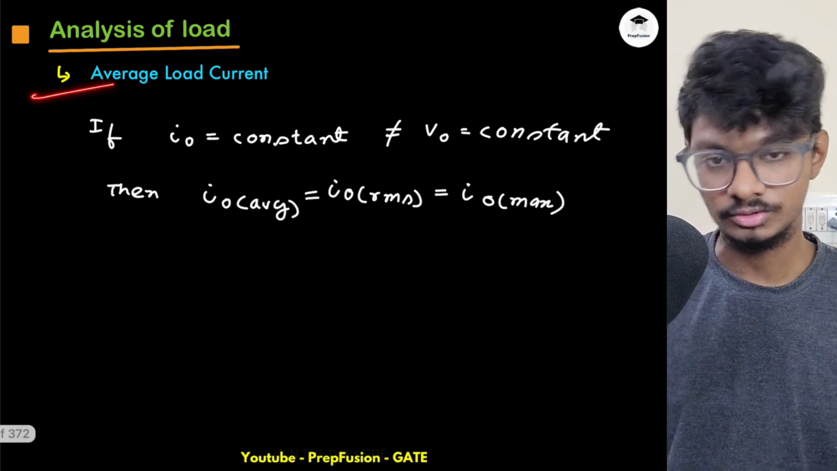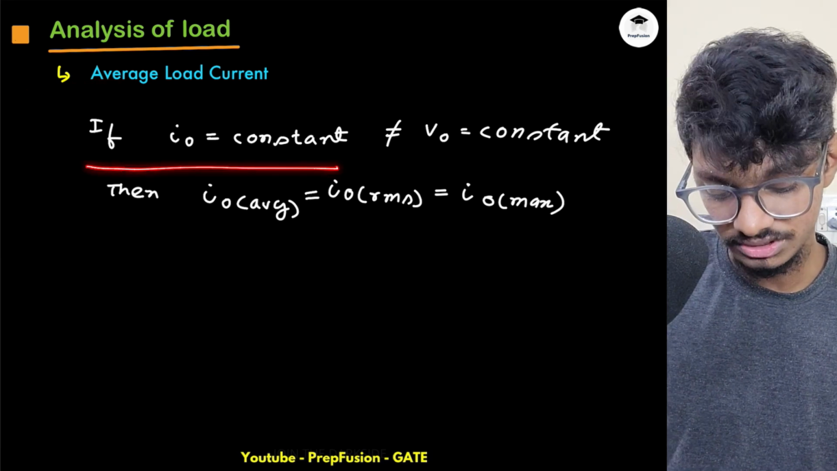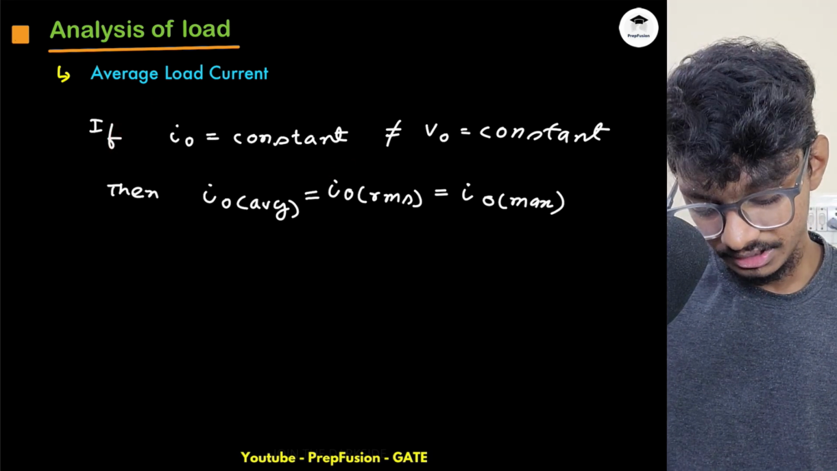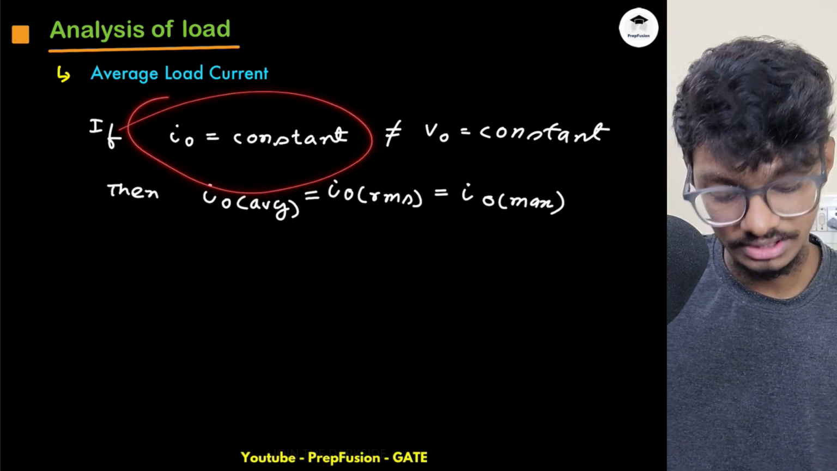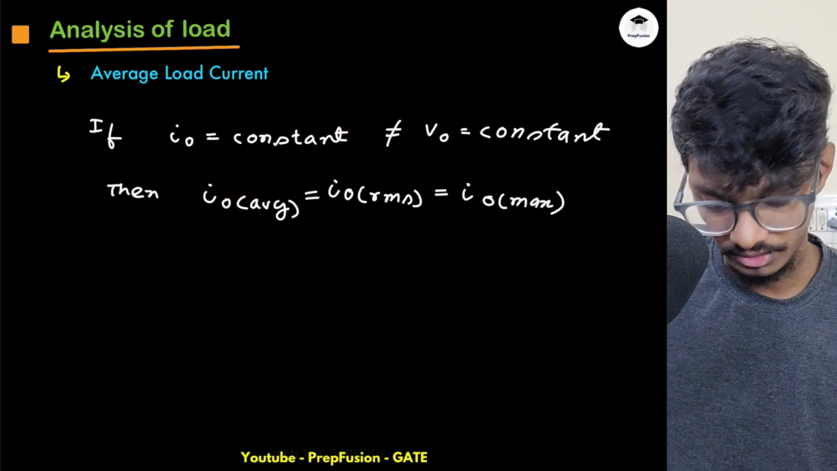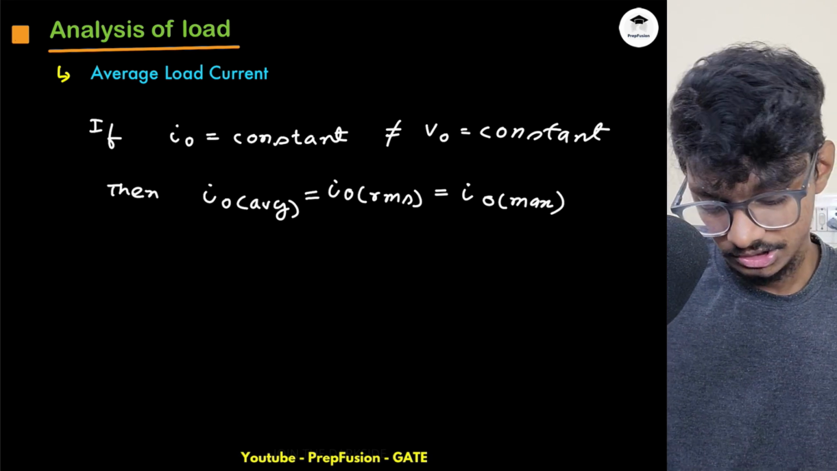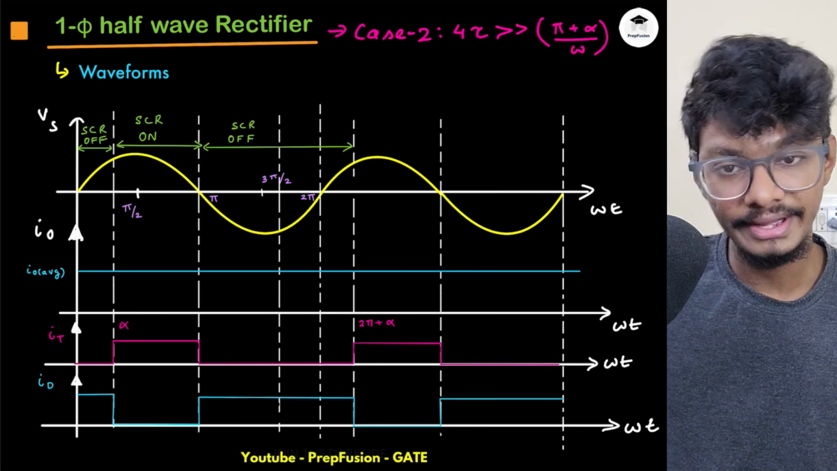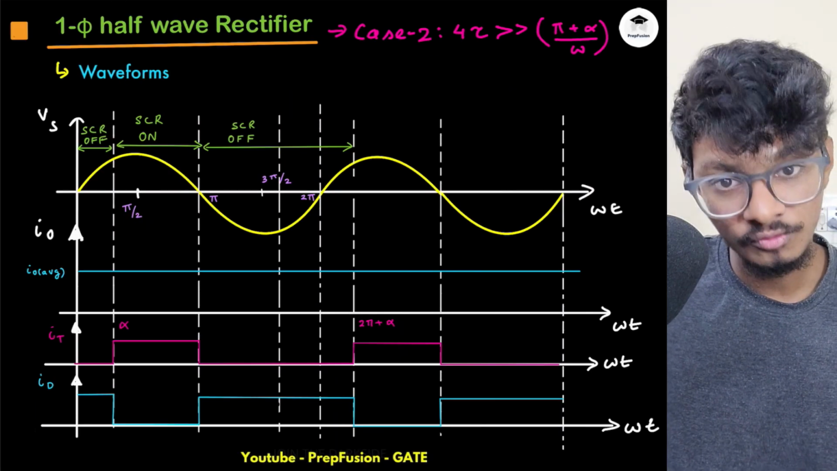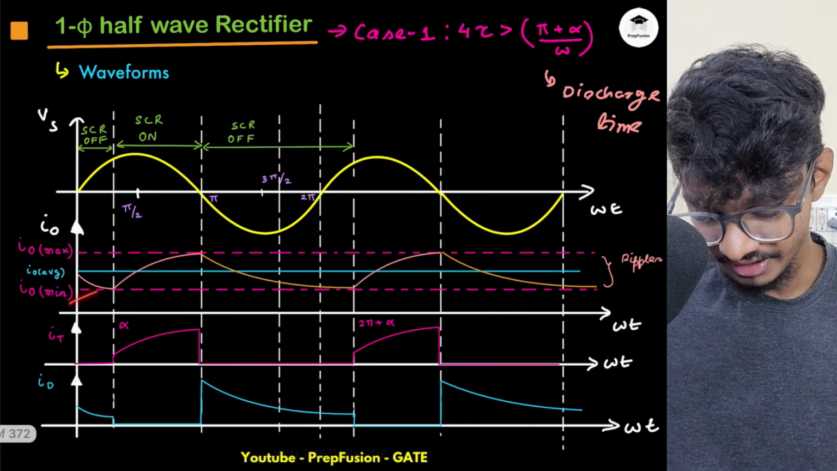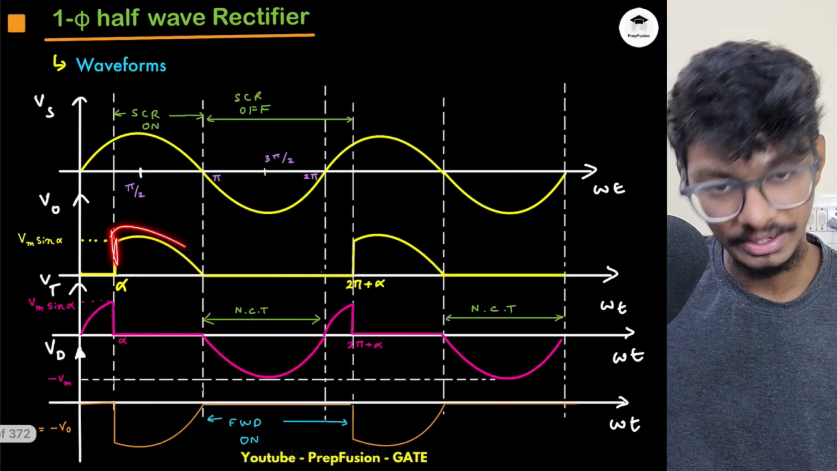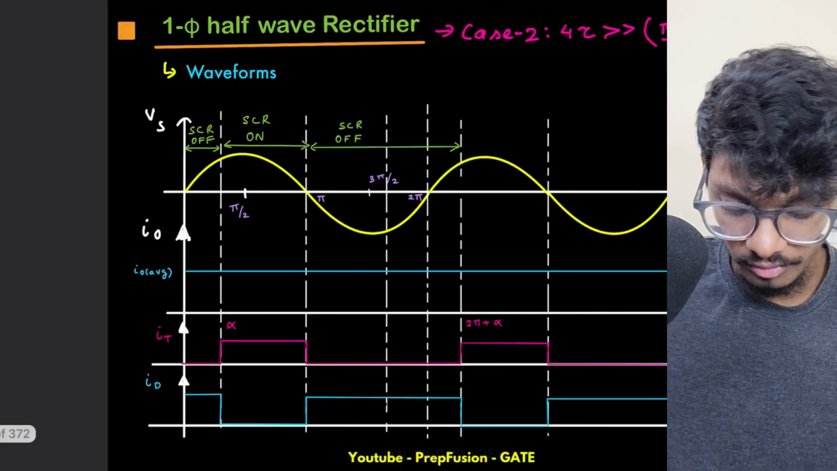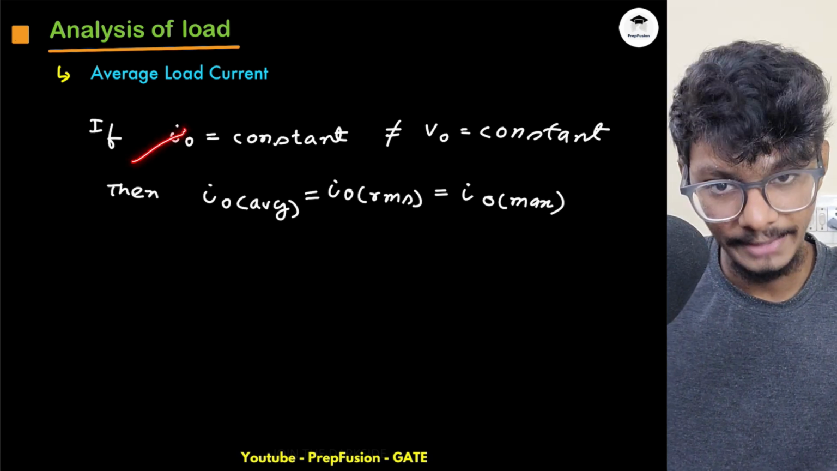Then average load current, which I have already derived. One thing you should know: even if IO is constant, that doesn't mean that my output voltage will also be constant. What do I mean by this? If my current is constant, it means this L by R is very, very large, but the VO output voltage waveform is not constant, because output voltage is defined by the supply and the freewheeling diode, not by the L by R, not by the load. So output voltage will not be constant.